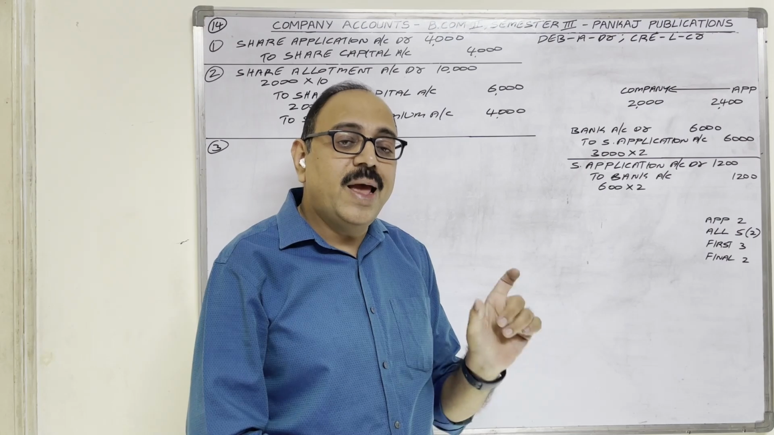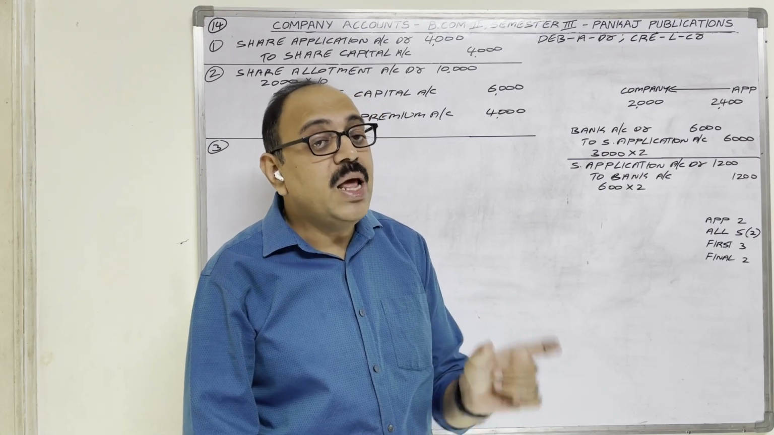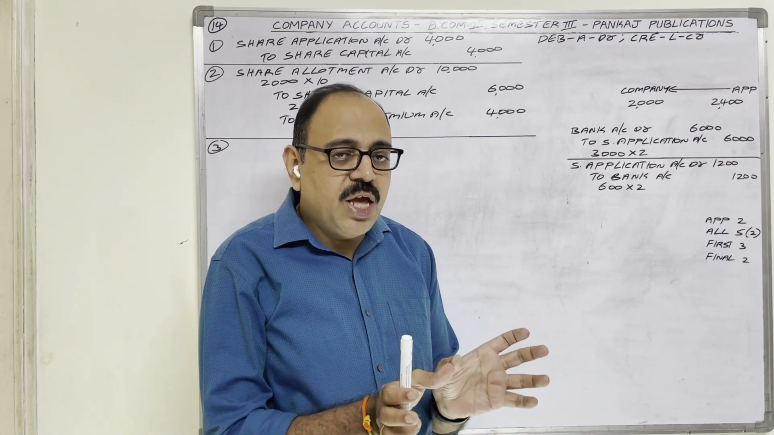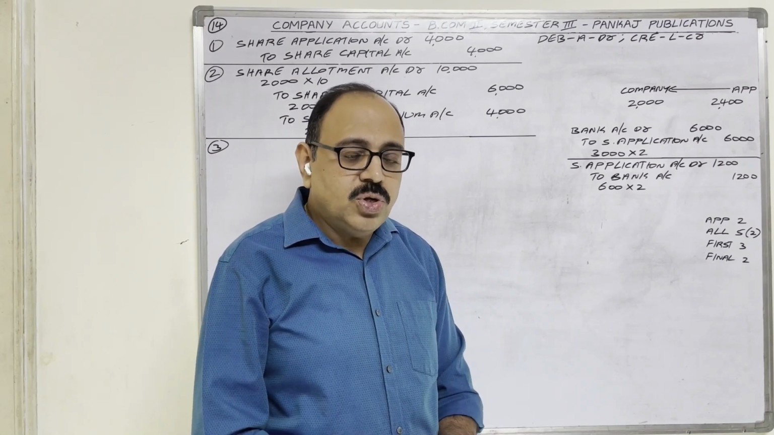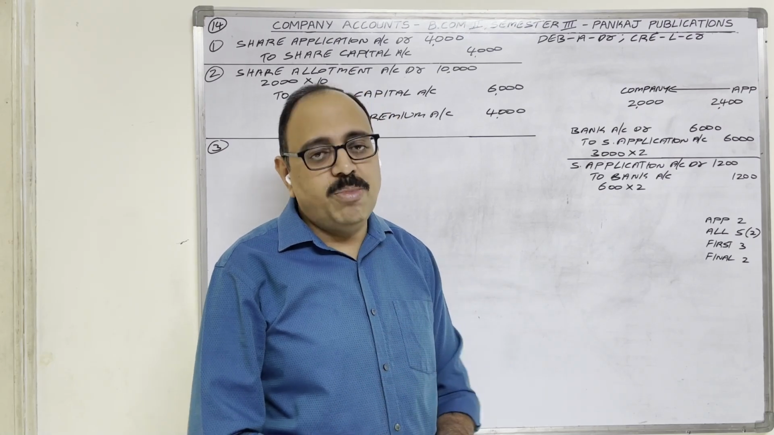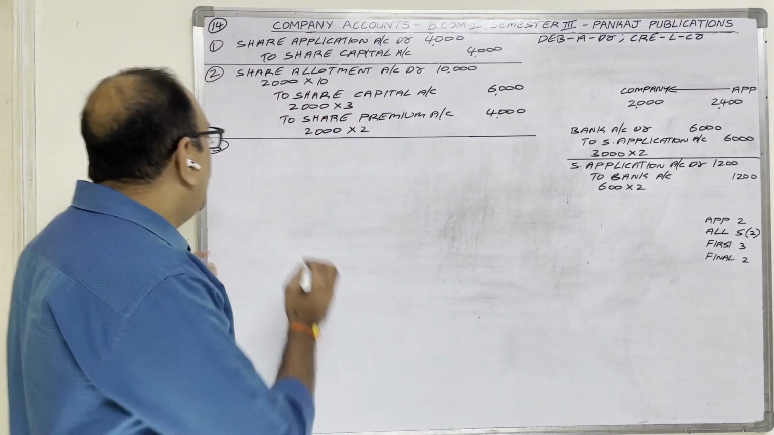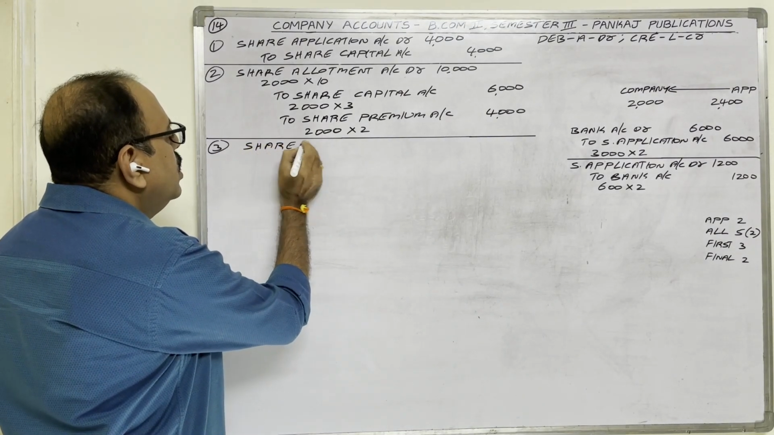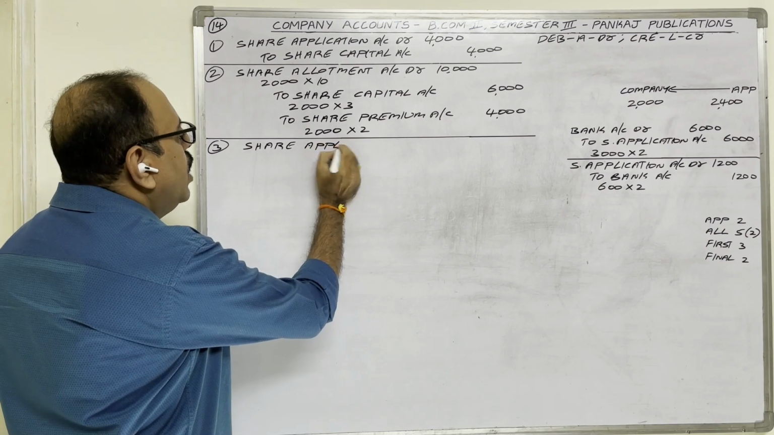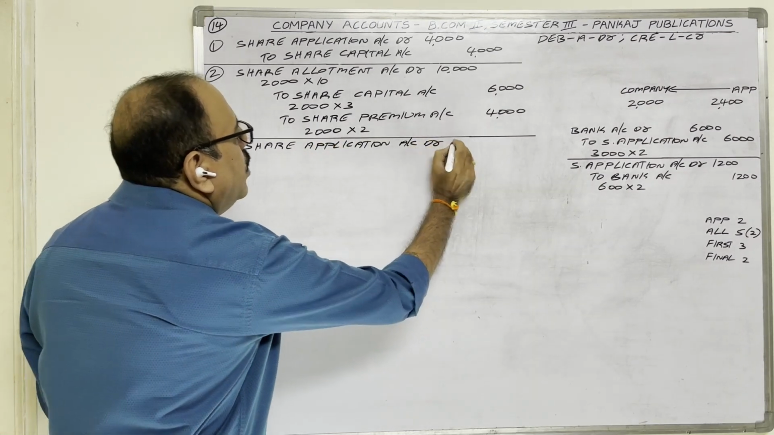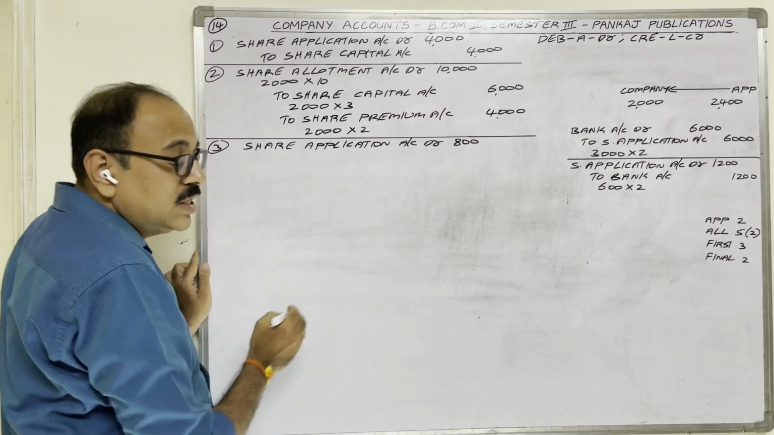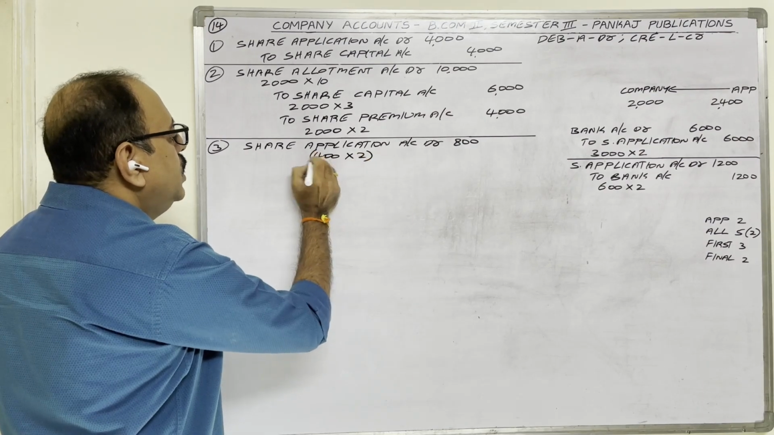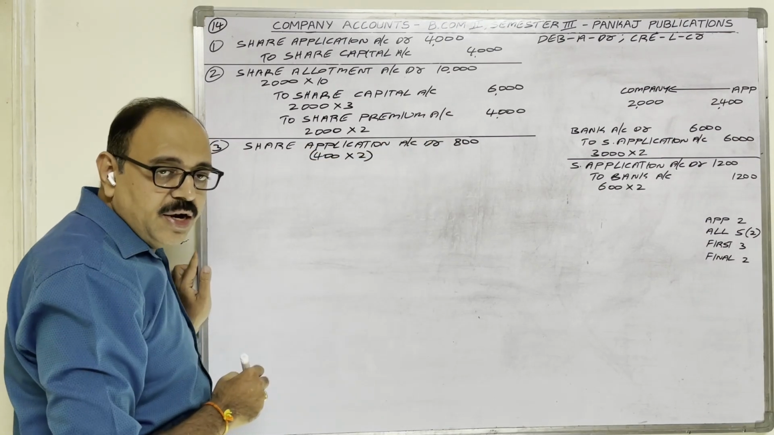Now that 800 excess money, company is utilizing for allotment. So after that utilization, in share application account, balance will become 0. So this 800 is credit balance in share application account now. When you debit, then share application account will get closed. Therefore, share application account we have to debit with 800 rupees. How this 800 is coming? On 400 shares at the rate of 2 rupees each, excess money is that 800.